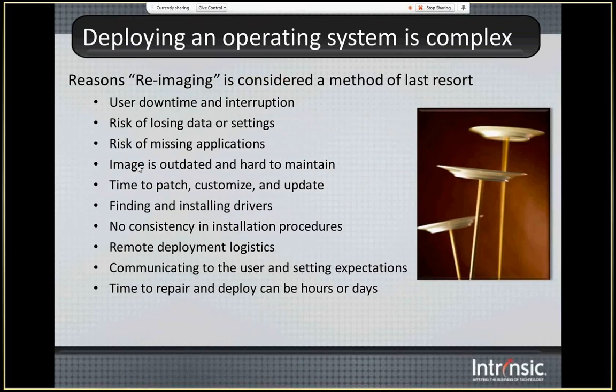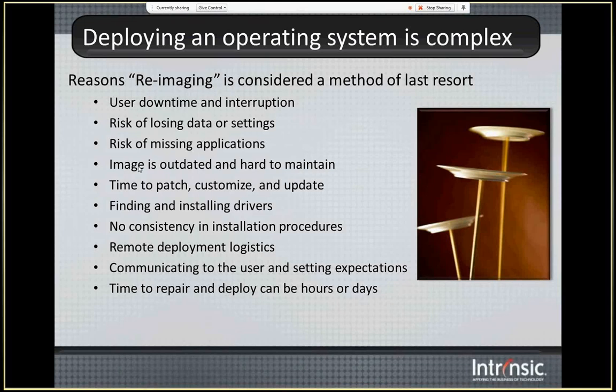Deploying an operating system is very complex. That is why we produce Swimage to help our migration projects and customers that are looking to migrate their systems very efficiently. Imaging has been considered a last resort, primarily because of its complexities. Things like user downtime and interruptions, risk of losing data and settings, and risk of missing applications are a primary reason why technicians are very reticent to image a PC.